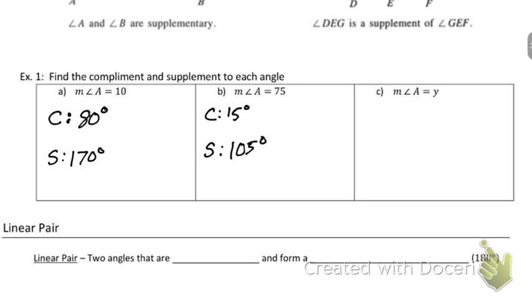All right. Oh, you got the next one? Oh, I didn't even write anything down yet. Easy. Okay. What do you got for the next one? 90 minus y. It is 90 minus y. Awesome.